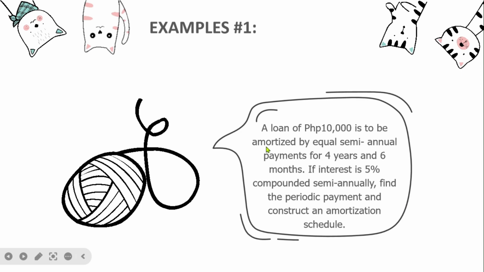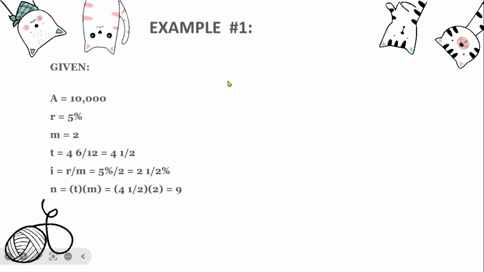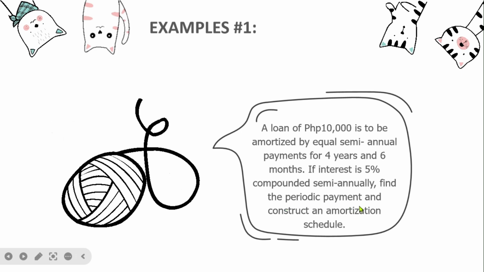So example number 1, a loan of 10,000 pesos is to be amortized by equal semi-annual payments for 4 years and 6 months. If interest is 5% compounded semi-annually, find the periodic payment and construct an amortization. Let's find the given. So A is 10,000 pesos, R is 5%, M is 2 because it is written here that it is compounded semi-annually.